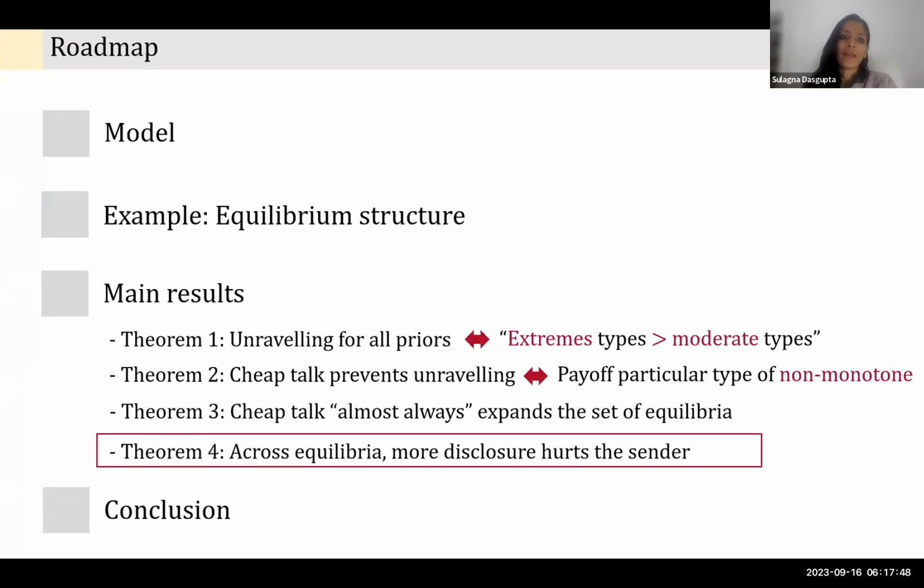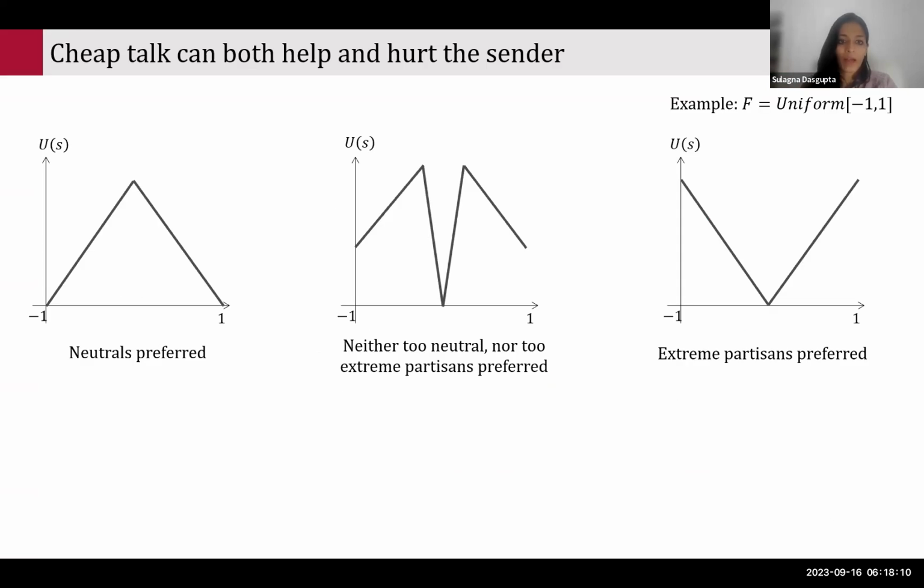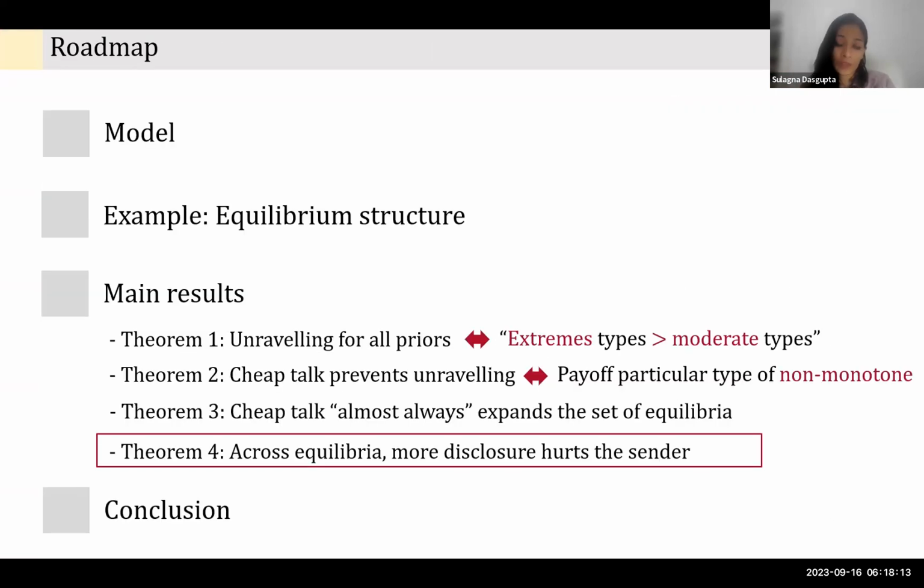And finally, let's see what is the effect of cheap talk on sender payoffs. The one-line summary is that cheap talk helps the sender whenever it helps him reduce or prevent disclosure. In other words, the less the disclosure, the better off the sender. That's our final result for today's talk.